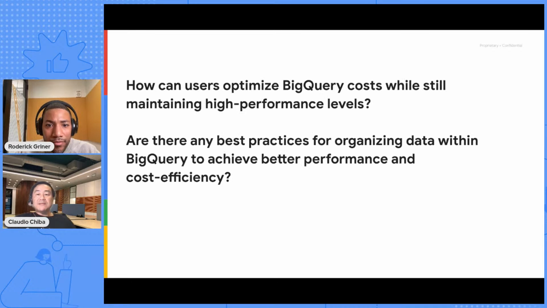How can users optimize BigQuery costs while still maintaining high performance levels? Are there any best practices for organizing data which achieve better performance? Organizing, it's about partitions and clustering. And how can users optimize BigQuery costs while still maintaining high performance?